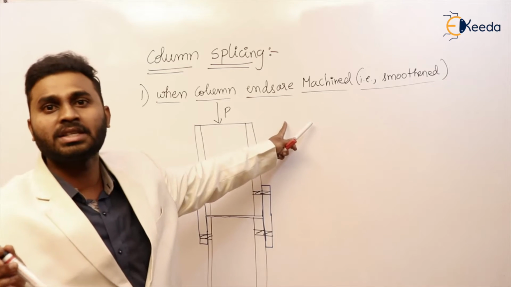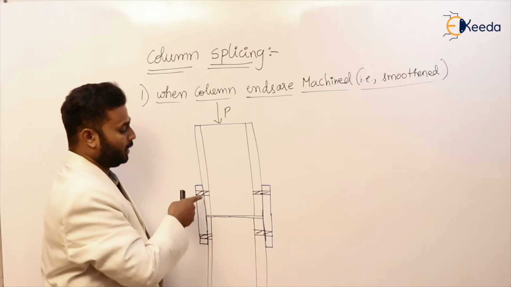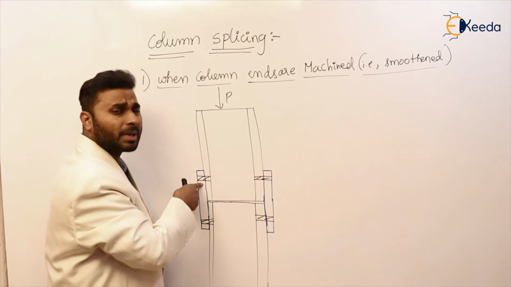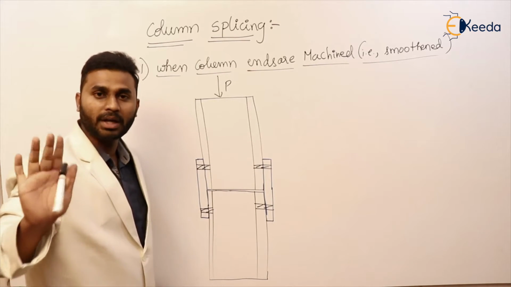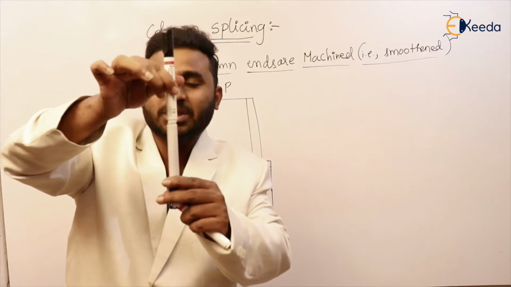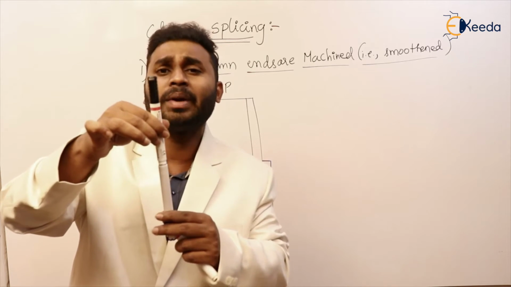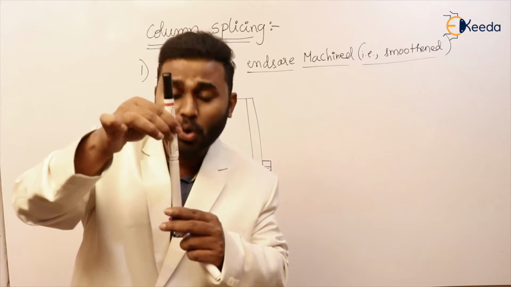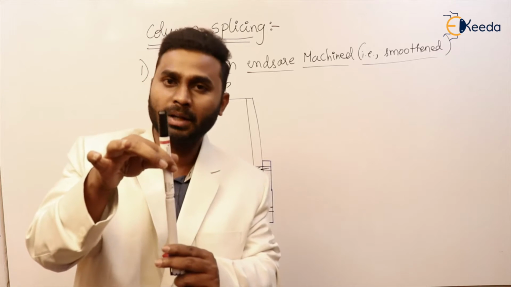So in this case, strictly speaking, the column splicing connections, that is cover plate and bolts, will not take any load. The reason is the load from the top column is transferred to the bottom column just by the bearing action. So here the purpose of providing the connections for making the column splicing is just to hold it. That's it. Just to hold these two members in a position.